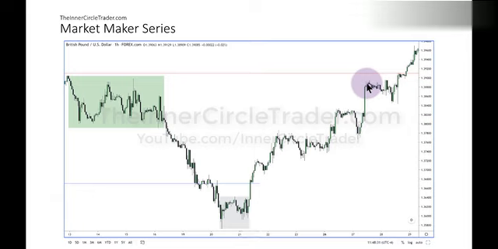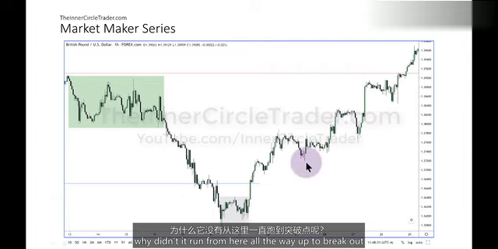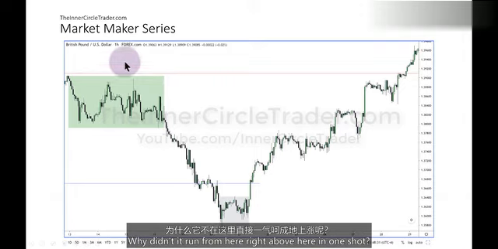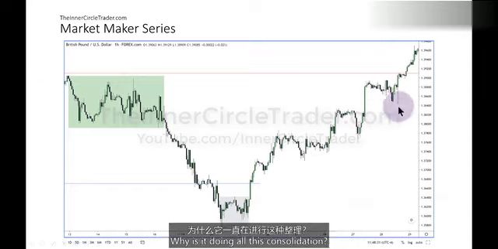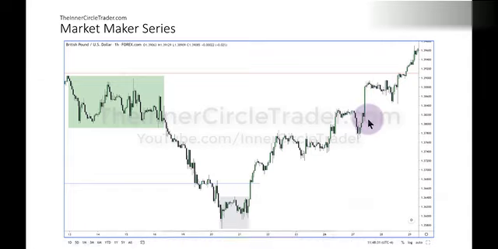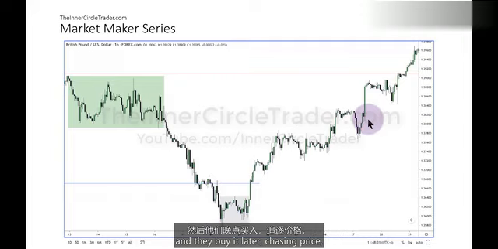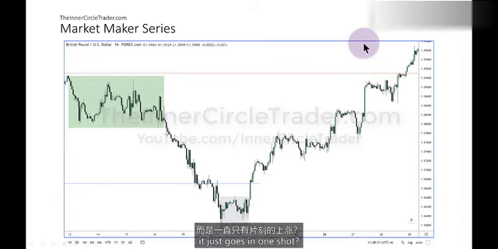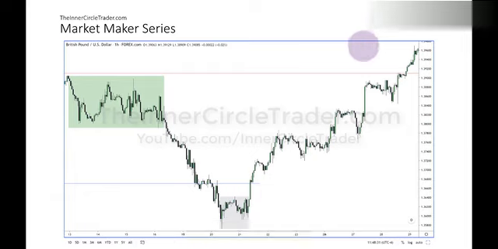The question is this. If it was just the buying pressure, why didn't it run from here all the way up to break out above here? Because that's what we were aiming for. Why didn't it run from here right above here in one shot? Why is it doing all this consolidation? I mean, think about it. If the buyers are really controlling price and then retail traders come in behind and they buy it later, chasing price, why doesn't all that translate into just singular price runs where it just goes in one shot? Because that's not how the markets work. Okay, it's not how it works, folks.